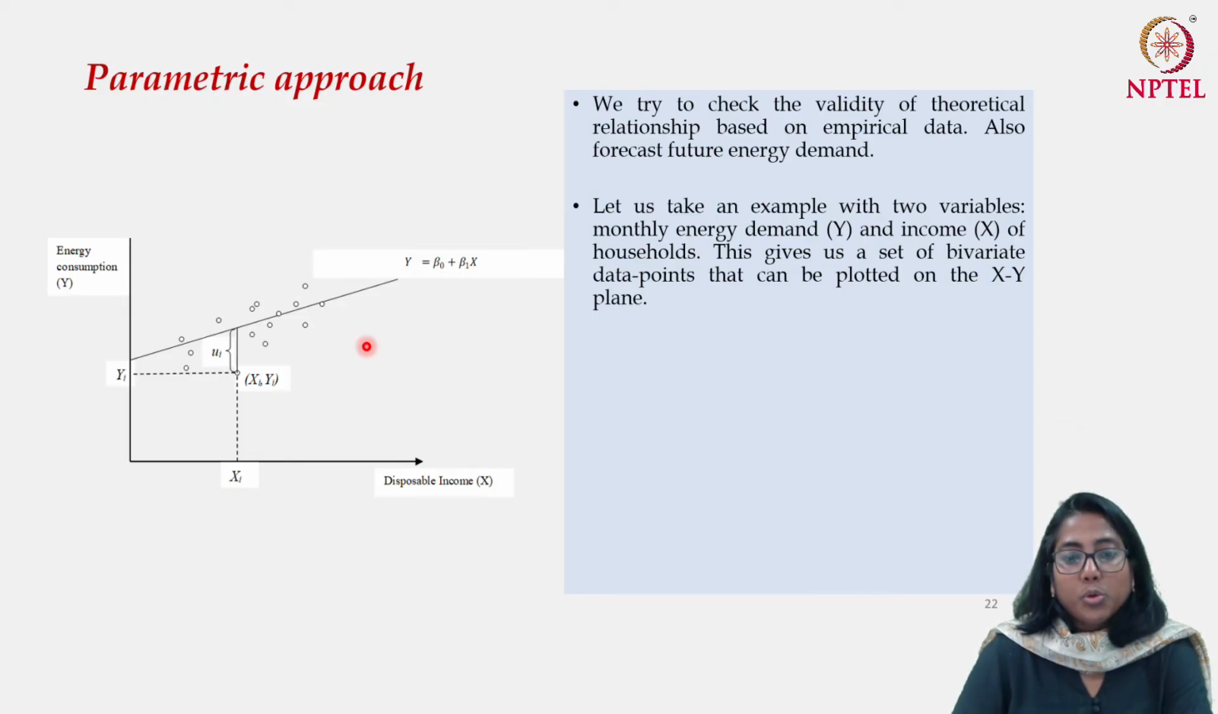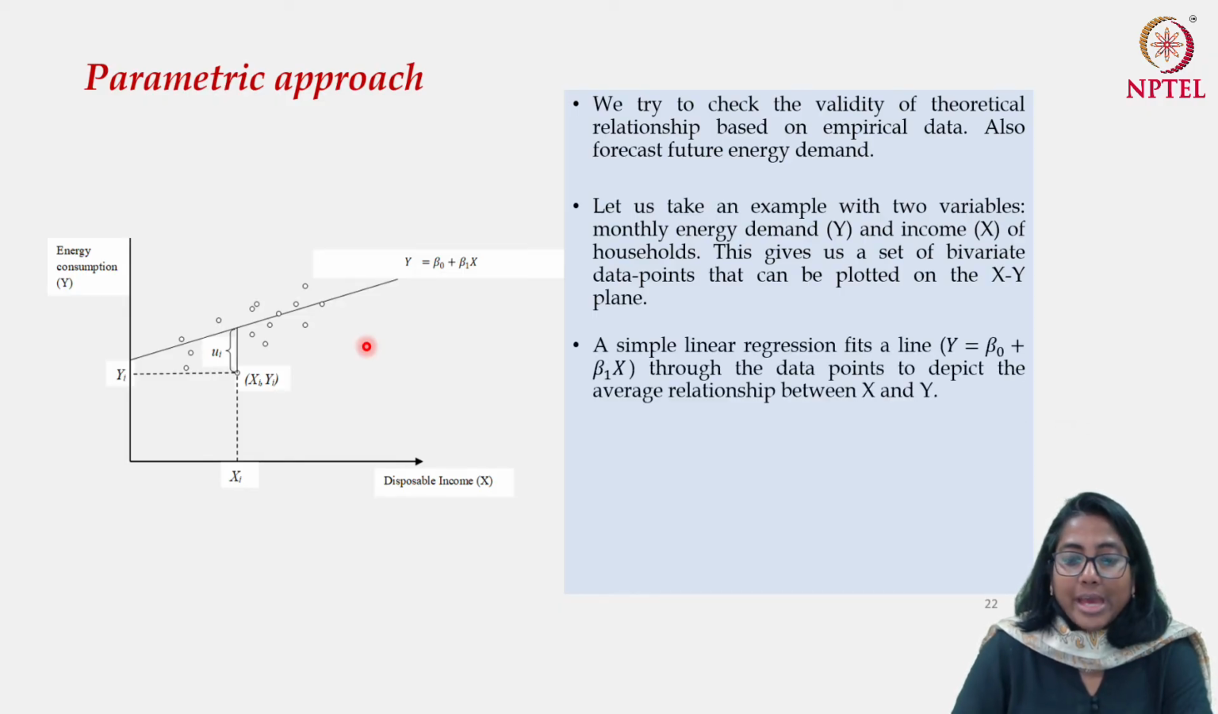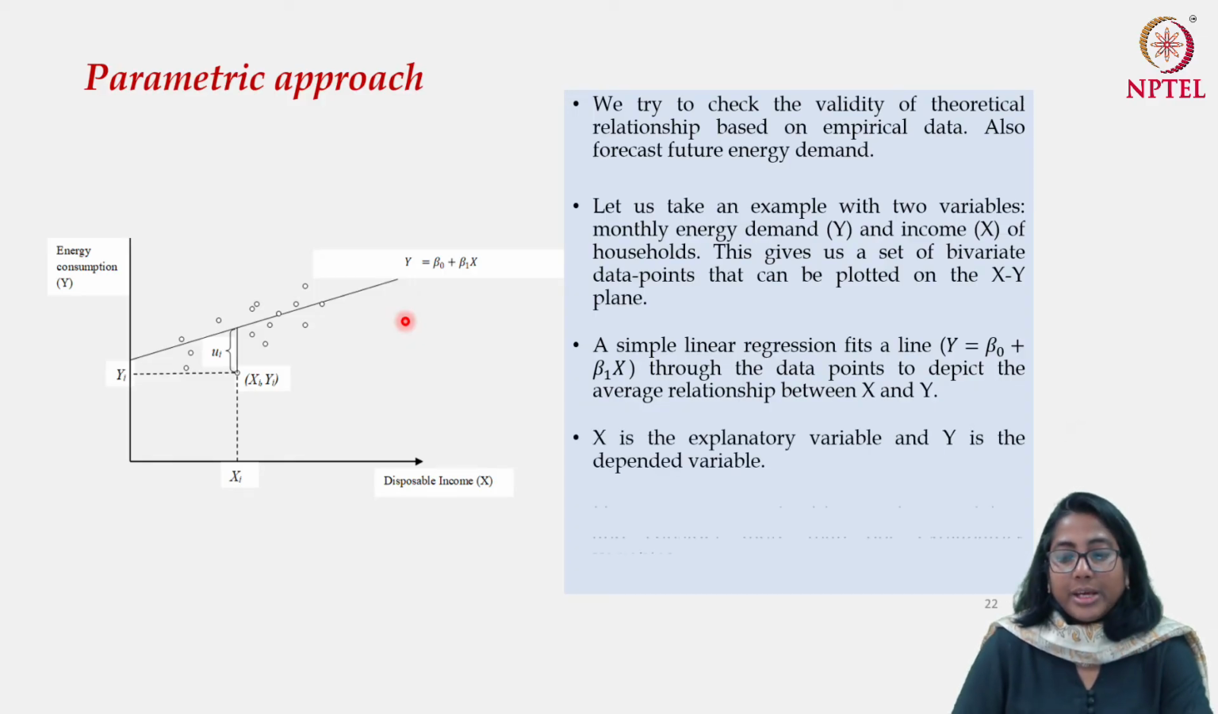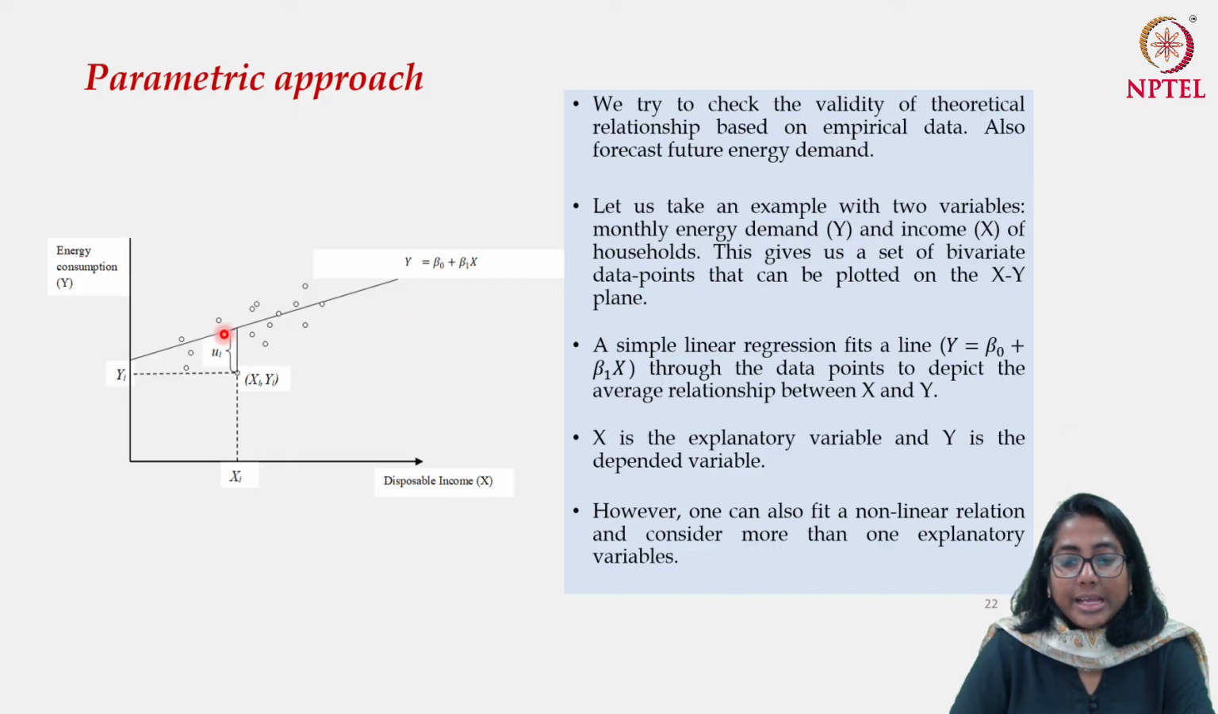Now, what do we want to do through parametric regression? We actually want to fit one line like this, which captures the average relationship between energy consumption and disposable income. But how do we fit the line? How do we come up with this particular line? We come to this particular line by fitting a linear regression equation. And in this framework, we call energy consumption the dependent variable, and we call x, that is the disposable income, the explanatory variable.